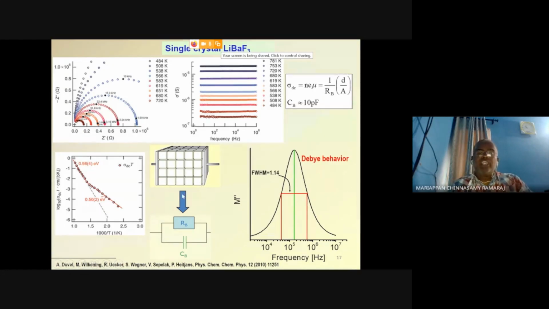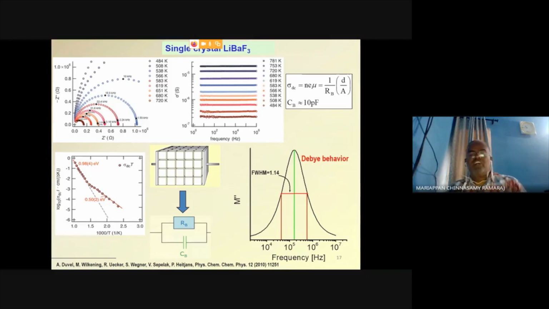So the corresponding equivalent circuit has the resistance and the capacitance connected in parallel. And if you represent the data in the modulus, the full width at half maximum is 1.14. That means we have exactly Debye behavior. So Debye is this full width of maxima; if it is 1.14, then it is Debye behavior. So this material is a very good potential laser material. When we dope it with a divalent ion, it can be used as a lasing material. Of course, this is just the application I am mentioning for later.